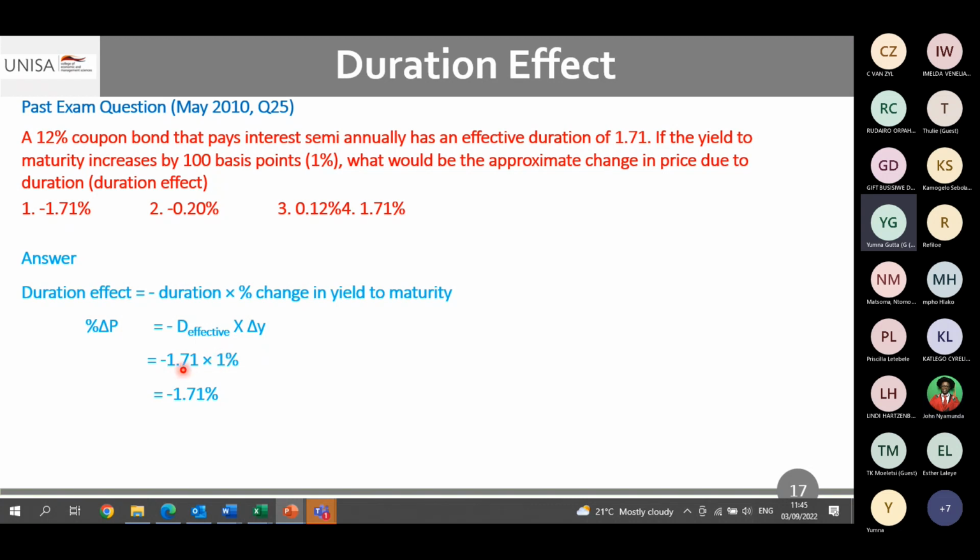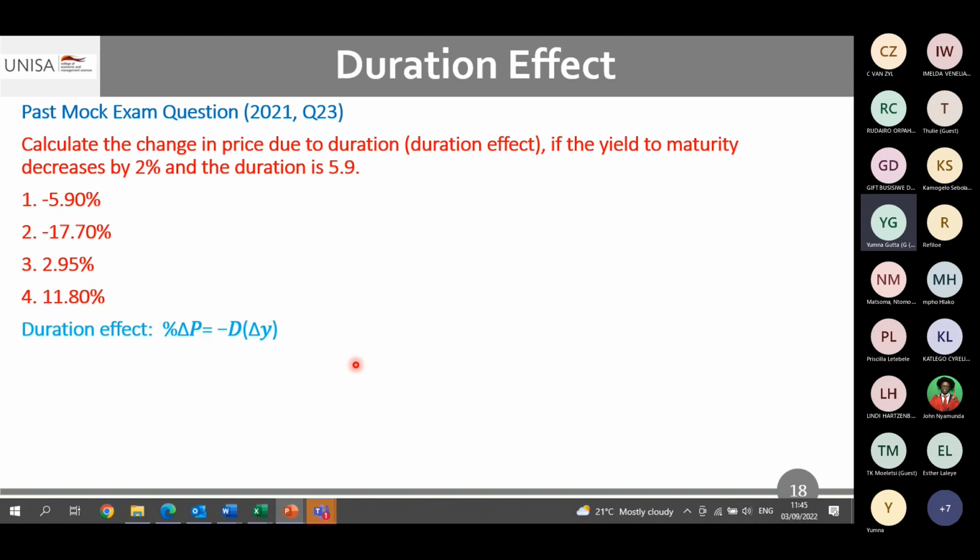So we get negative 1.71%. So our price will change by 1.71% for every 1% change in interest rate, right? So our price will reduce or increase by 1.71% for this 1% change. So it's a simple calculation, but basically it's getting to the bottom line of why we've calculated duration.